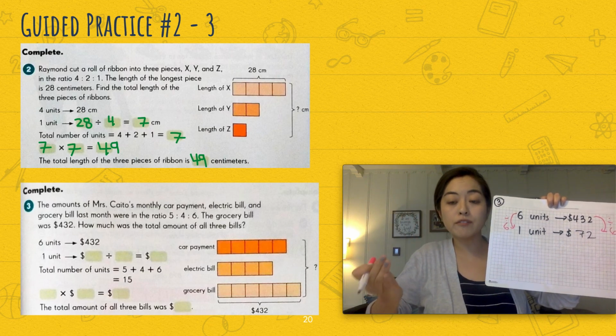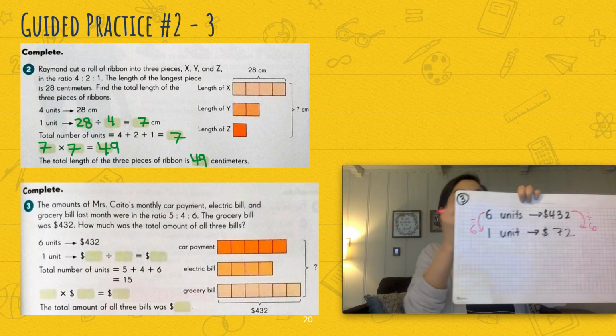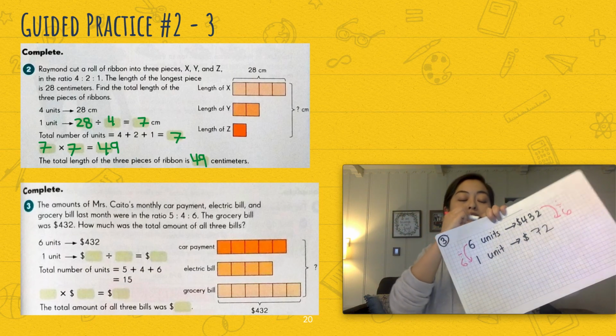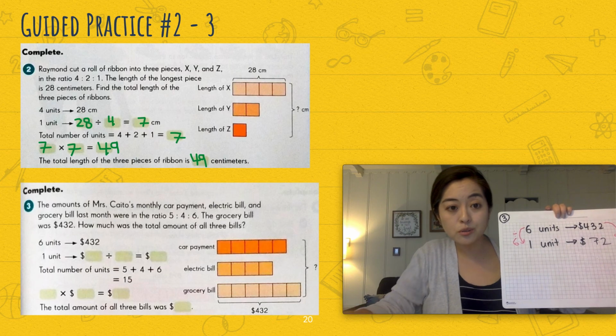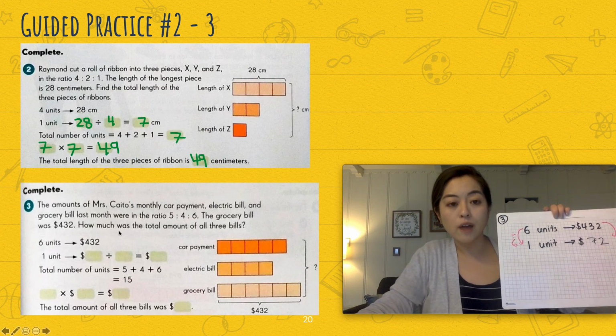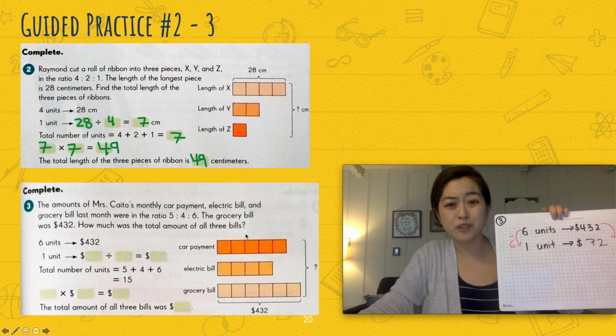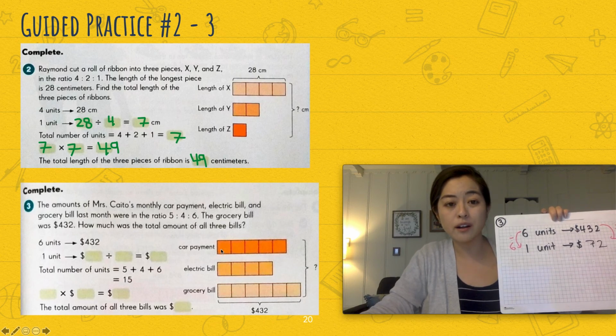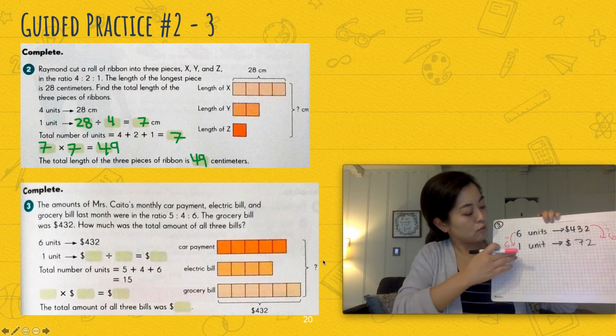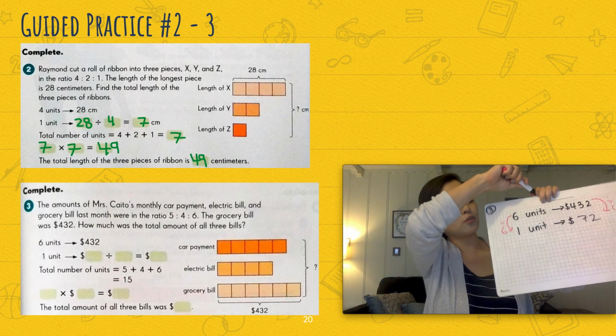But we want to find the total number of units because the question says how much was the total amount of all 3 bills. So if we count all the units, we see here that there are 15 units total. Okay, so from 1, we want to go to 15.